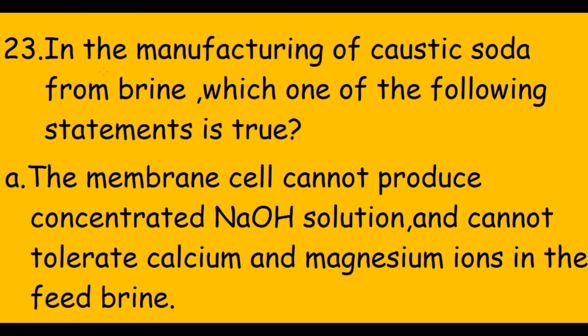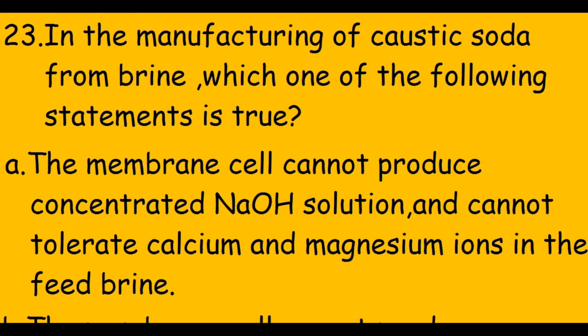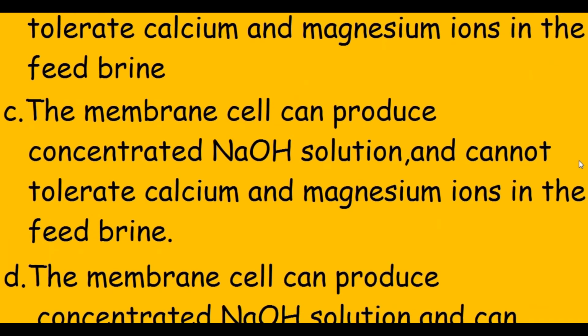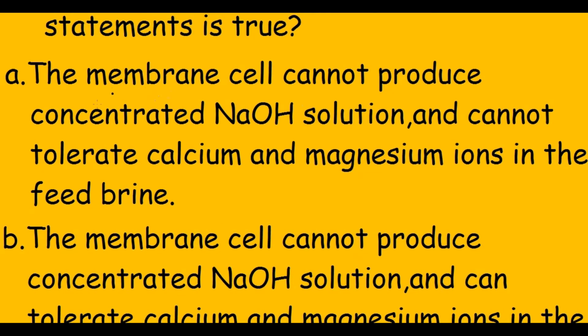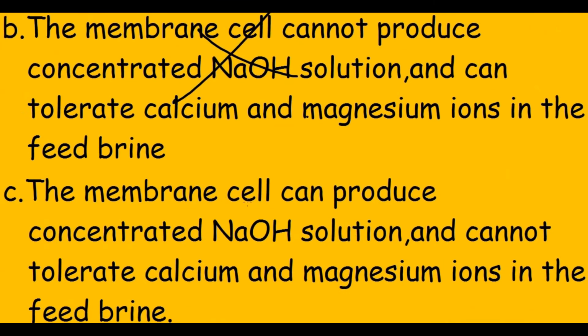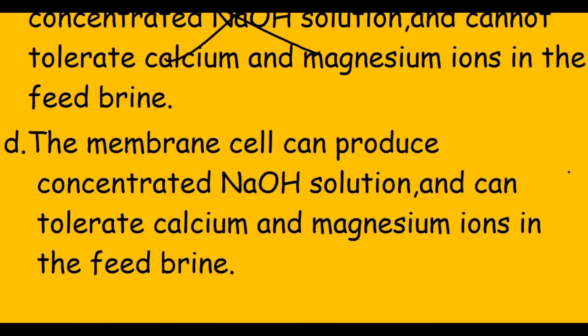So this question says, in the manufacturing of caustic soda from brine, which one of the following statements is true? So they have given 4 options. So the correct option, I will just read the correct options because I don't want to provide any false information. So A is false, B is also false. So no need to read them because false information will pile up in your brain. So the correct one is D.